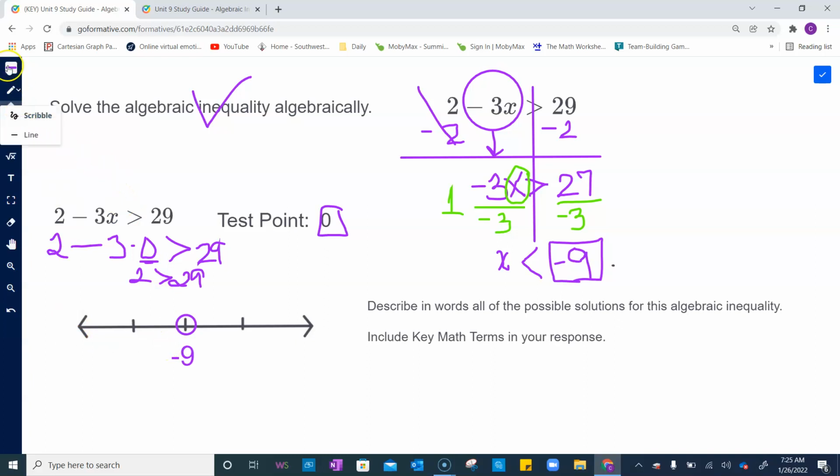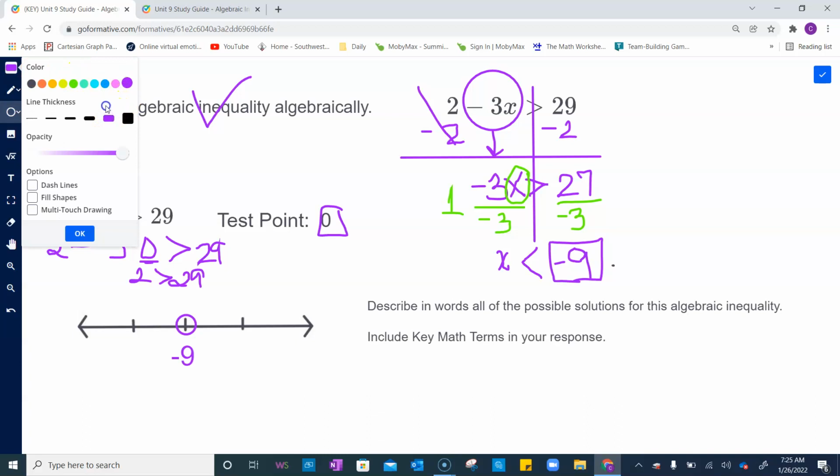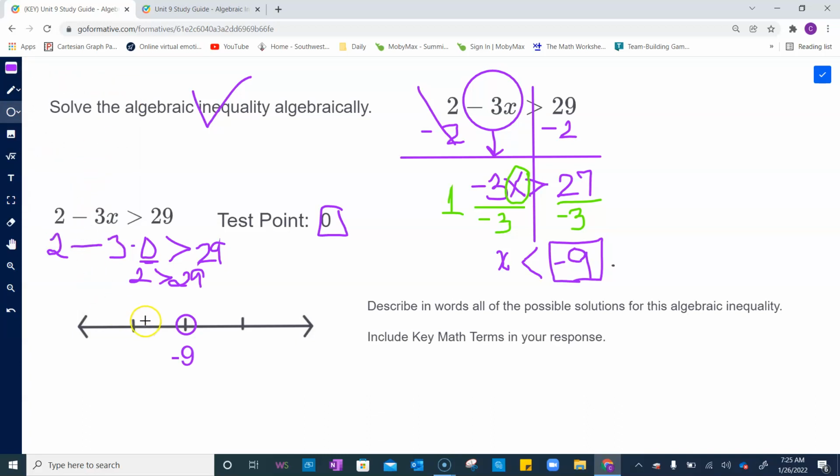Now I know what number splits my graph into the solutions and the non-solutions. So now I need to decide which way to shade, and this test point tells me. 0 is over here to the right of negative 9. So I'm going to shade in the direction of 0 because 0 made this inequality work. So I'm not going to put a circle, I'll select the line tool. I'm going to shade to the right, and I'm not going to stop there. I'm going to put an arrow on the end of my shading to indicate that my shading continues just like the number line. And there you have it.